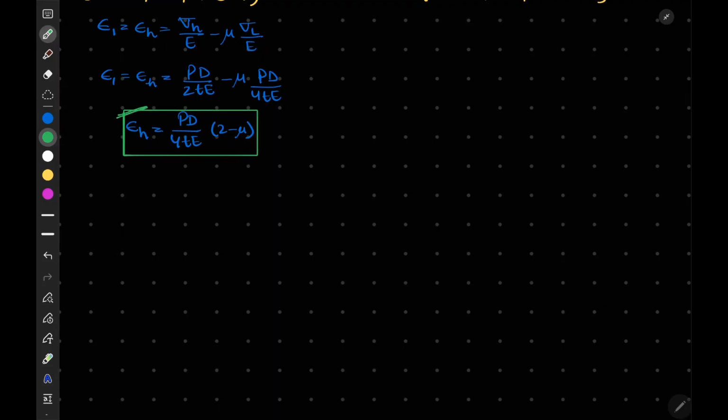Now epsilon h is basically hoop strain, and that will be your circumferential strain, given by pi times delta d upon pi times d, which is equal to delta d upon d. So from here we can find our change in diameter of the shell, given our original diameter.